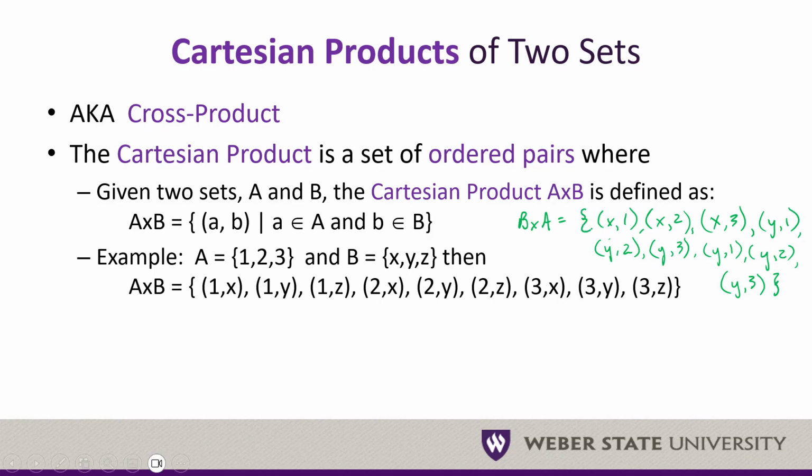So B cross A would have every element here flipped. And I can list them in this order, where I'd have X1, Y1, Z1, X2, Y2, Z2, and X3, Y3, Z3. The order is not important. The only thing is that I have to get all of them. So usually what we do is we'll list one element with all the elements from the second set first. That also gives us the ability to list it as a matrix.